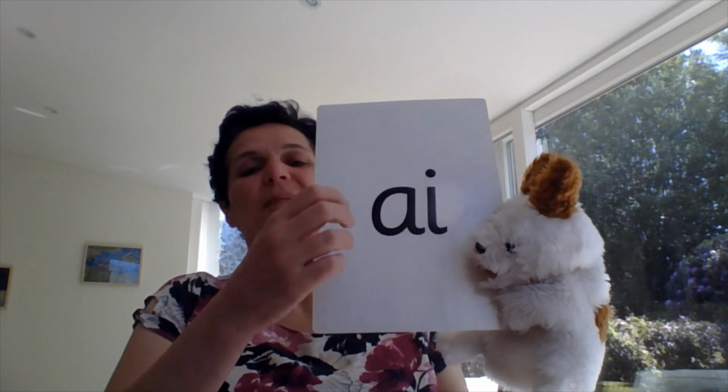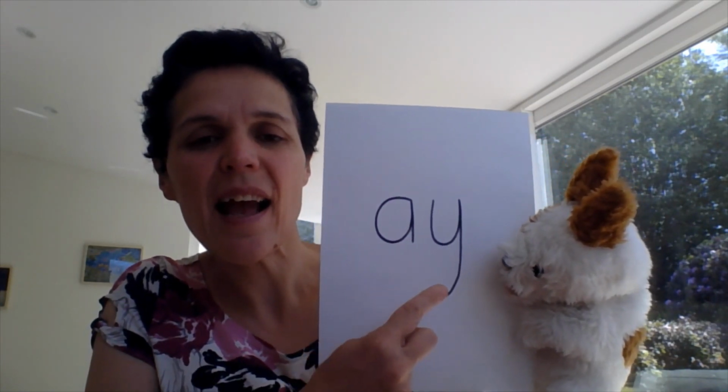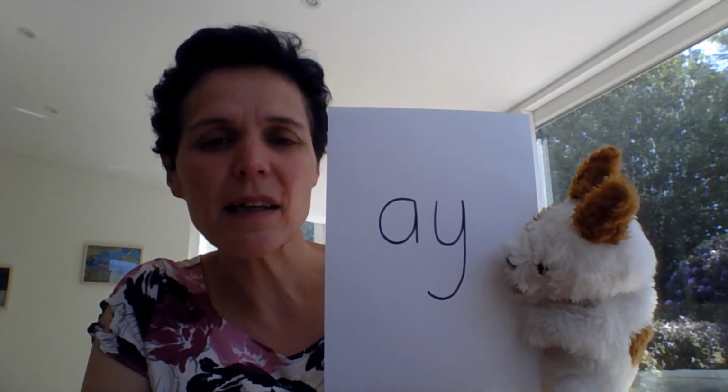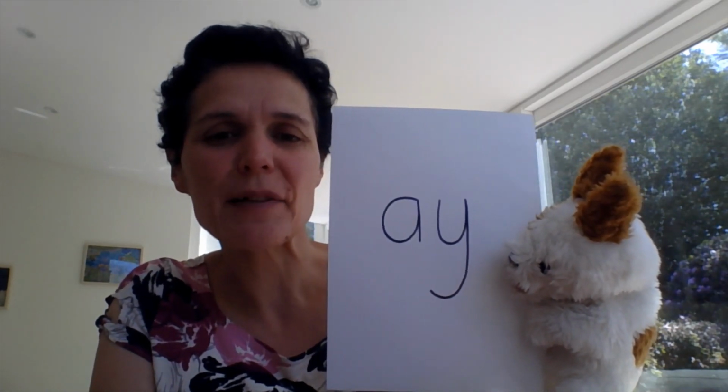Do you remember what the A sound looks like in phase 3? It's a digraph. It's this one. An A and an I. Well, there's a different way of writing A in phase 5. And it's this one here. It's an A and a Y. But when should you use A and I, and when should you use A and Y? Let's see if we can work it out.